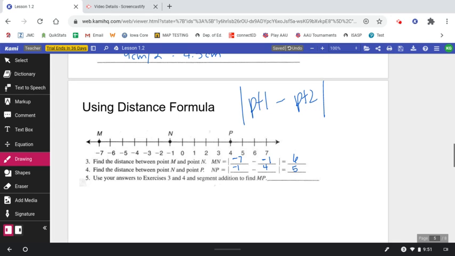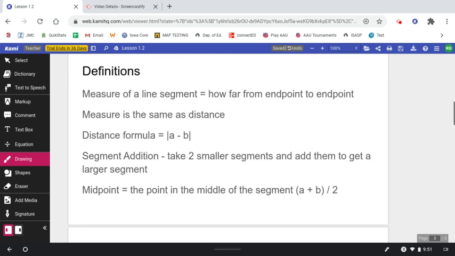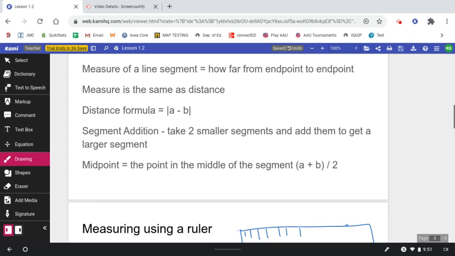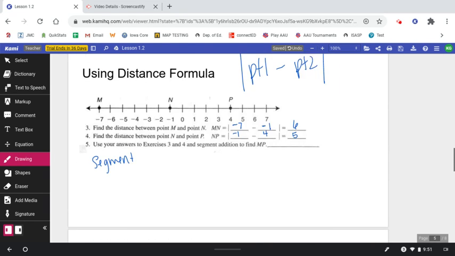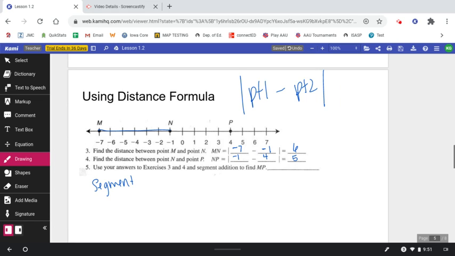Use your answers to exercises 3 and 4 and segment addition. So segment addition, was that on our thing here? Oh, it was. Take 2 smaller segments and add them together to get the larger segment. So if I take this segment here plus this segment here, that would give me a total of 11.